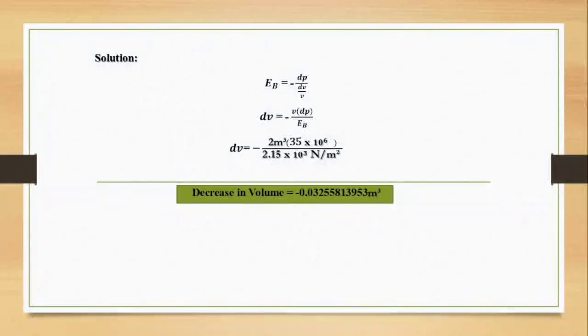newtons per meter squared. We got the 2.15 times 10 raised to the power of 3 from the table, 1.6. So we calculate, and the decrease in volume is negative 0.03255813953 m³. That is our final answer.